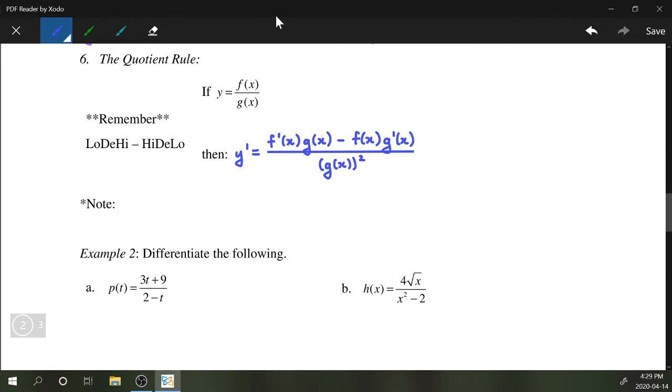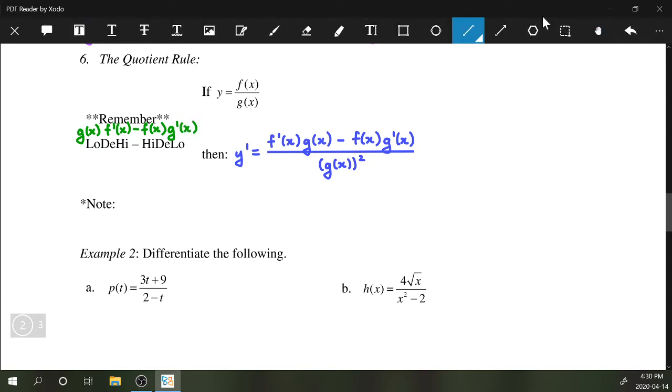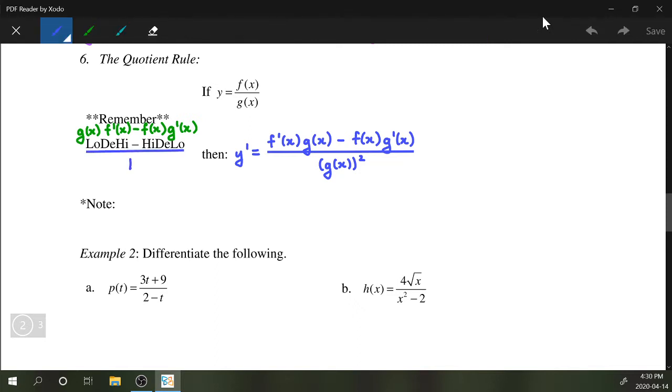So there is a nice mnemonic device that people use, low d high. So low as in g of x, and then d high as in the derivative of the f of x. So this is g of x, and then f prime of x minus, then of course, f of x, and then the derivative of the denominator, which is of course g prime of x. And this will be all over, as you may have guessed, low squared. Right, so that would be g of x all squared.